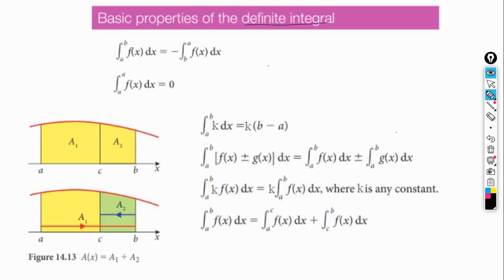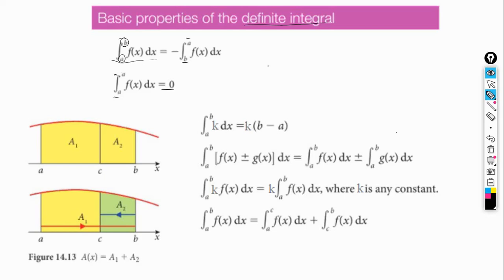So next we have some basic properties of the definite integral. One very important property is that if you have the integral of f of x from a to b, this is equal to minus the integral from b to a. This is a very fundamental property that you will find is very useful. Next, the integral of f of x from a to a is obviously equal to 0. Now, why is that? Well, if you're integrating from a to a, that means that you're not really moving, you're not finding any area. So this would just be 0.